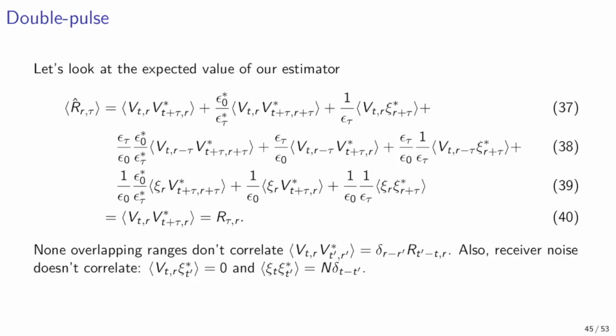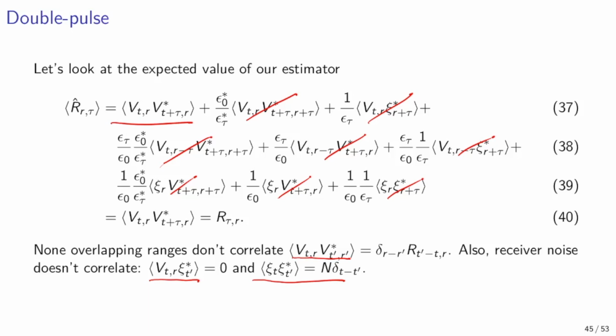If we then look at the expected value of our estimator, we can see that there is only one term that is non-zero mean, and it is the first term. The other terms are zero mean due to several reasons. First of all, scattered signals from unmatched ranges do not correlate. Also, receiver noise does not correlate with the scattered signal. And finally, the receiver noise does not correlate at different times. This estimator is therefore an unbiased estimator of the autocorrelation function of the scattered complex voltage from range R and lag tau.